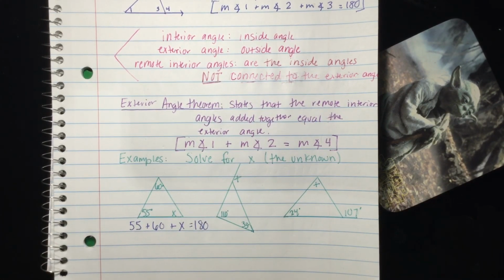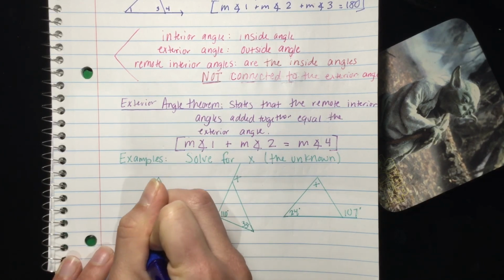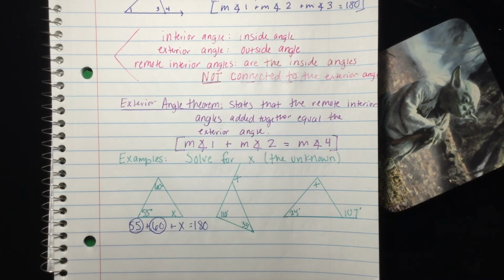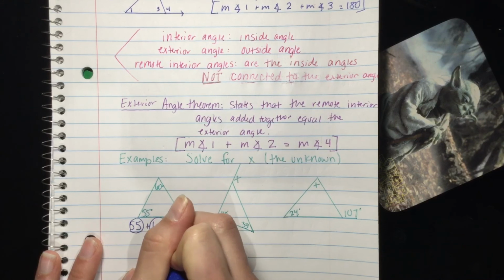And then we solve for x. So we combine like terms. So 55 plus 60 is what? 115. Great job.